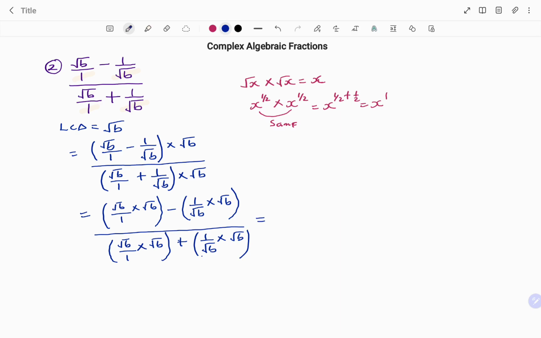expansion, we have root b times root b, that will give us b, minus, we have root b dividing root b here. We also have, for the denominator, root b dividing root b. So we have minus 1 over root b times b, that's b plus 1. And that's our answer. Let's look at the next example.